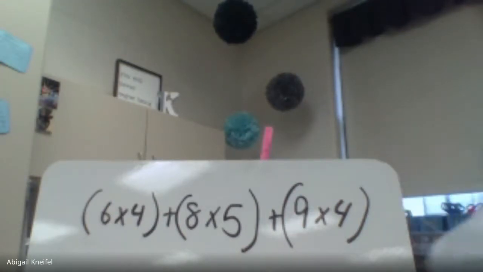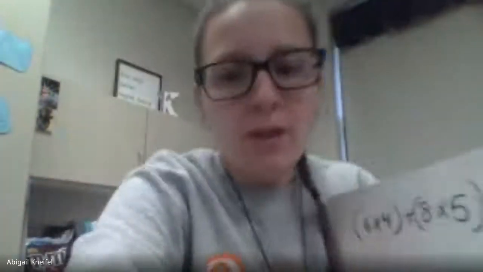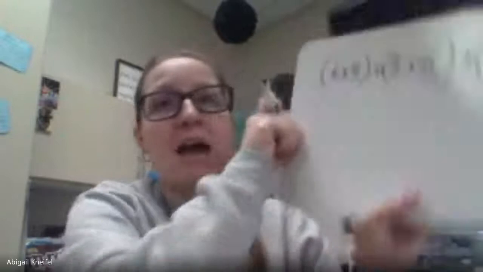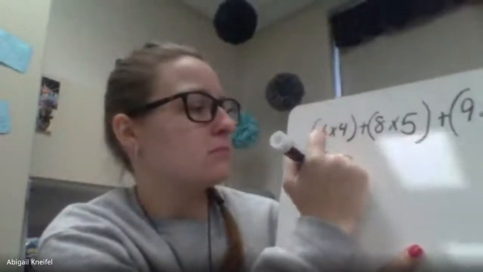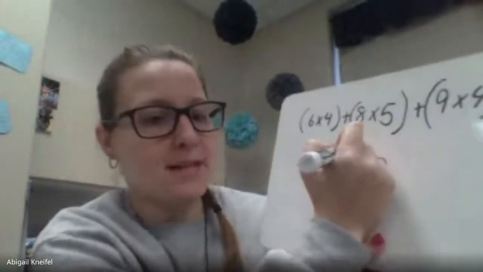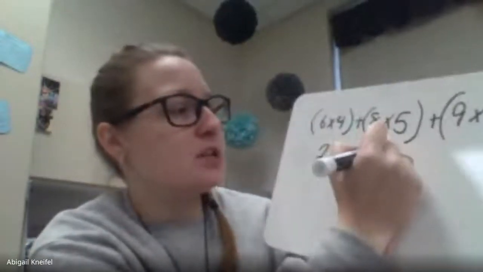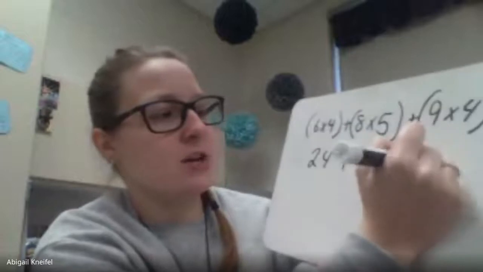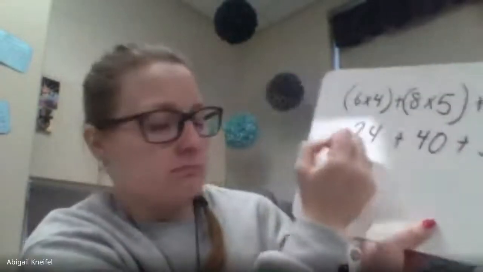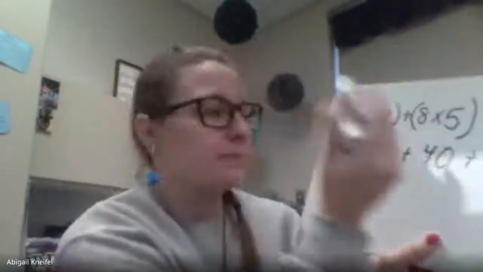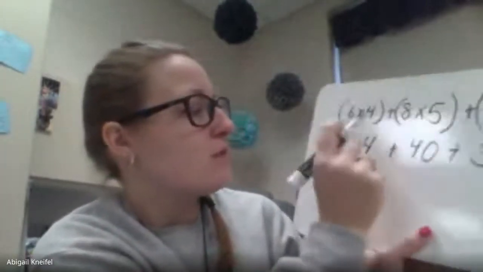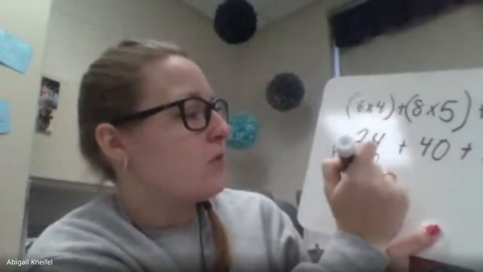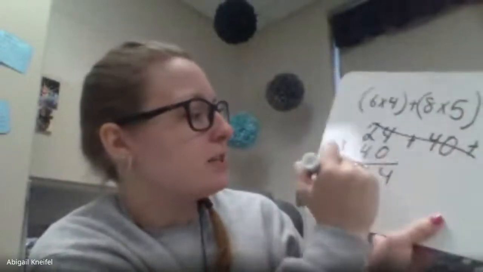All right, peeps. So parentheses first, working left to right. So first one is 6 times 4 equals 24, right? 24 plus 4 times 5, which is 40, plus 36. Now we're gonna add it up. Oh my gosh, I'm dropping my marker. Mrs. Kneifel is just a hot mess today, okay? I'm sorry. 24 plus 40 is 64 plus 36.